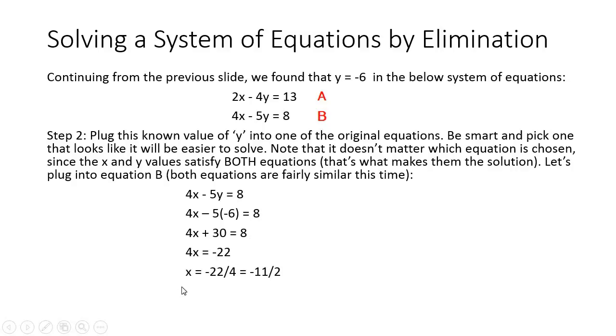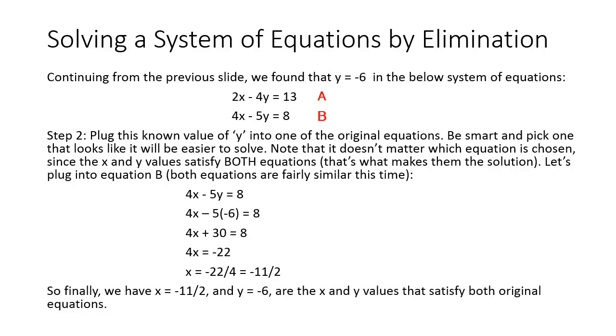And so we have x equal to negative 22 divided by 4. And of course a 2 goes into both top and bottom there. So that reduces down to negative 11 divided by 2. So finally, we have x equal negative 11 over 2 and y equals negative 6. These are the x and y values that satisfy both original equations.